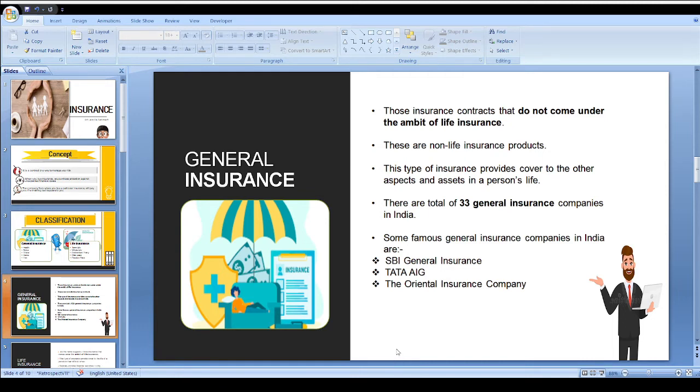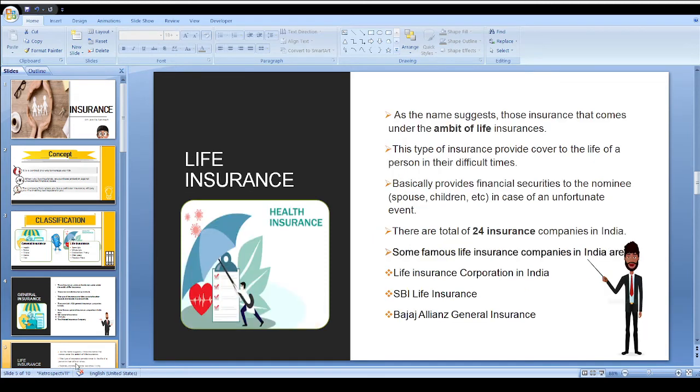Some examples I want to tell you are SBI General Insurance, Tata AIG, and the Oriental Insurance Company. Now further we are discussing life insurance, which I've already told you about. As its name suggests, these are insurances that come under the ambit of life insurance. They provide cover to the life of a person in their difficult times, or you can say the surviving descendants are covered under this. Basically, it provides financial security to the nominees in case of an unfortunate event.